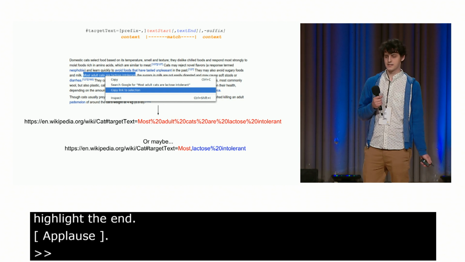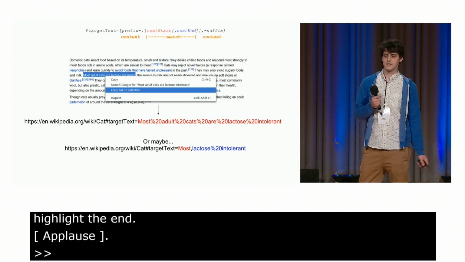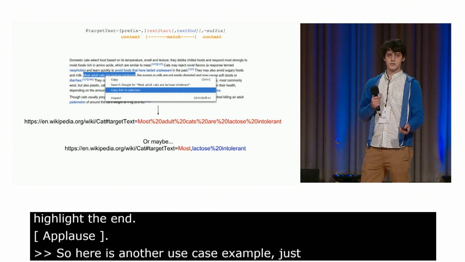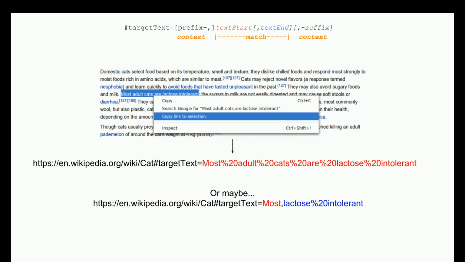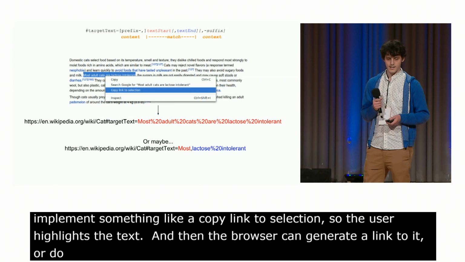So here's another use case example. Just a reminder of the syntax at the top there. So user sharing, so the browser, you can imagine, could implement something like copy link to selections. So the user could just highlight the text, and then the browser could generate a link to it, or even do some processing and generate the text start and text end that you see there.